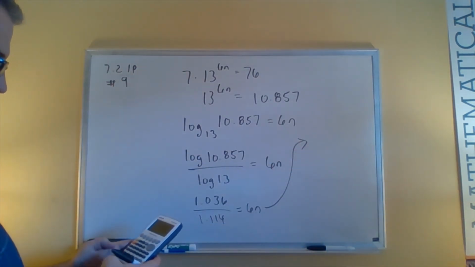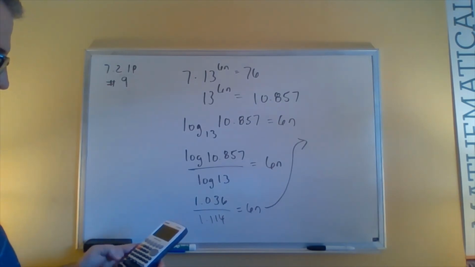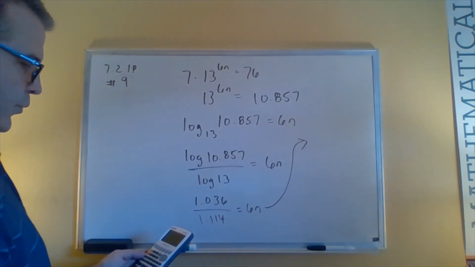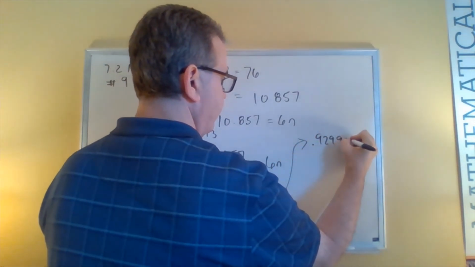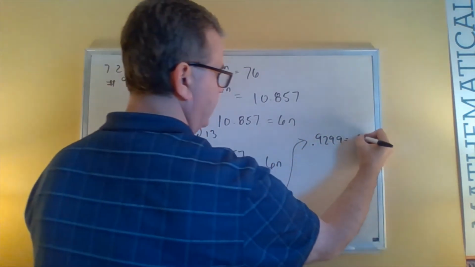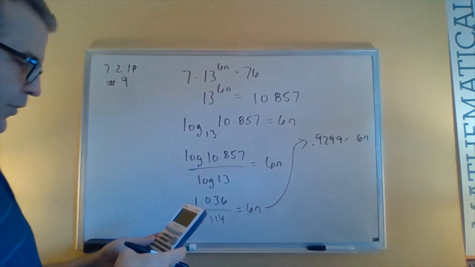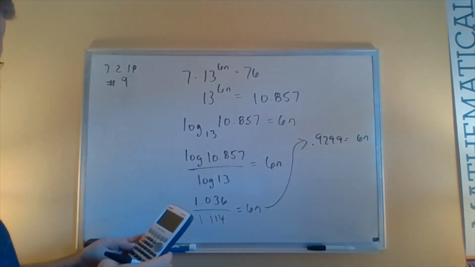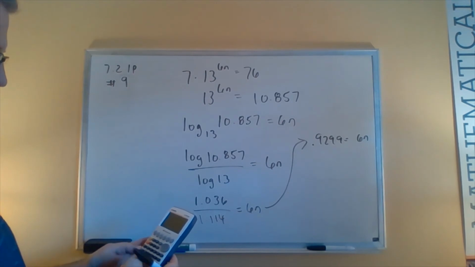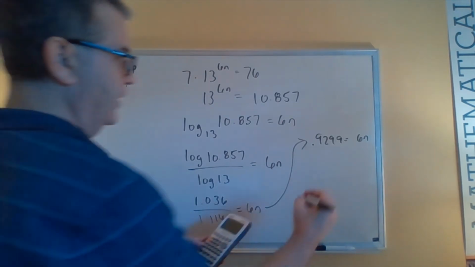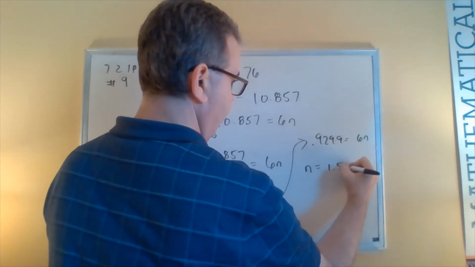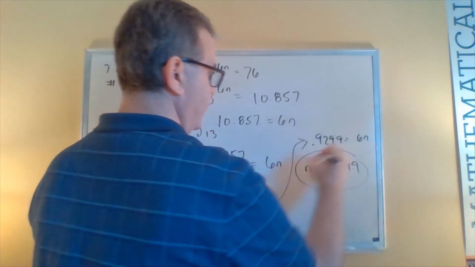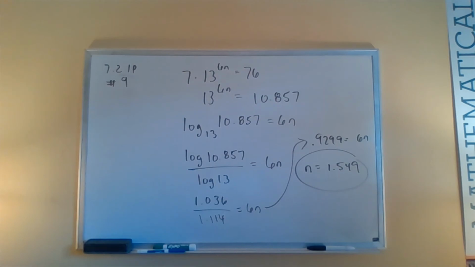Move over here on the right side. 1.036 divided by 1.114 equals 0.9299. And that will equal 6n. Now I'm going to divide both sides by 6 so I can figure out what n is. So 0.9299 divided by 6 gives me n equals 0.155. That is my answer to number 9.